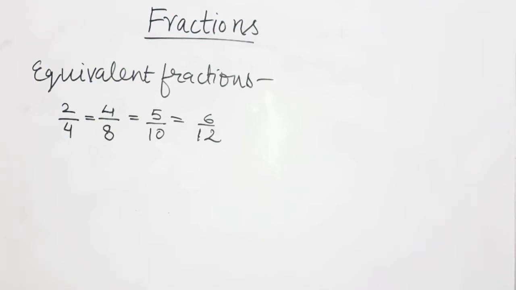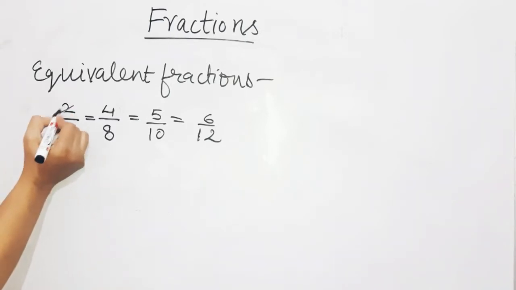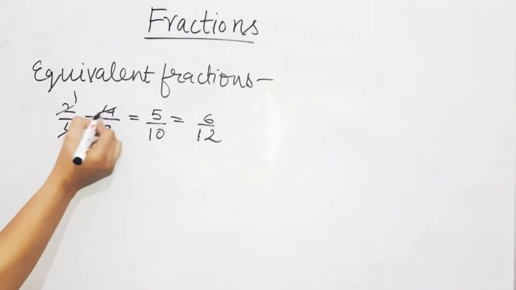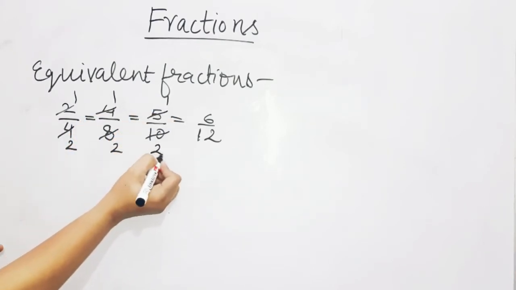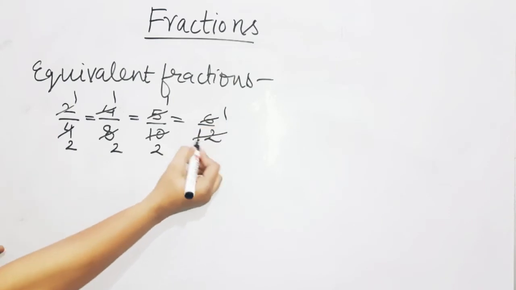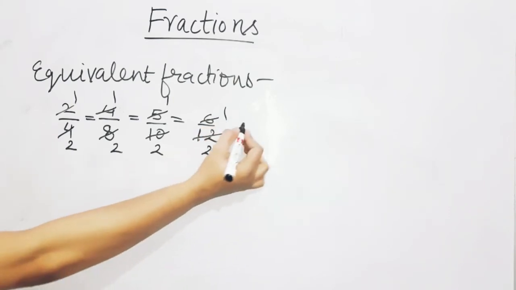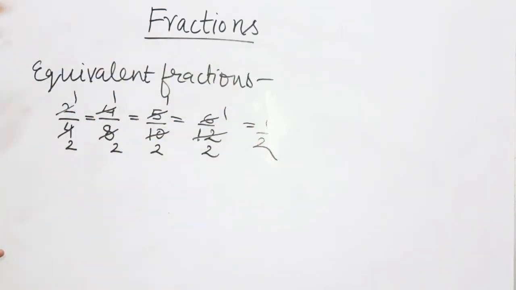Why do I say that these fractions are equivalent fractions? See, I am going to simplify it for you. 2 ones are 2, 2 twos are 4, 4 ones are 4, 4 twos are 8, 5 ones are 5, 5 twos are 10, 6 ones are 6, 6 twos are 12. So in every case I am getting what? 1/2 as the answer. So how do we calculate equivalent fractions? Equivalent fractions are calculated by multiplying or dividing both the numerator and denominator by the same number, right?